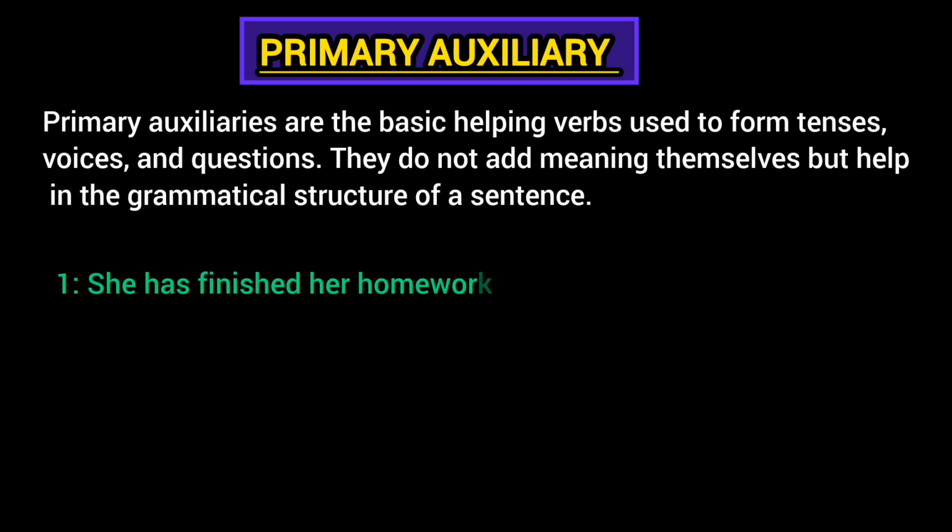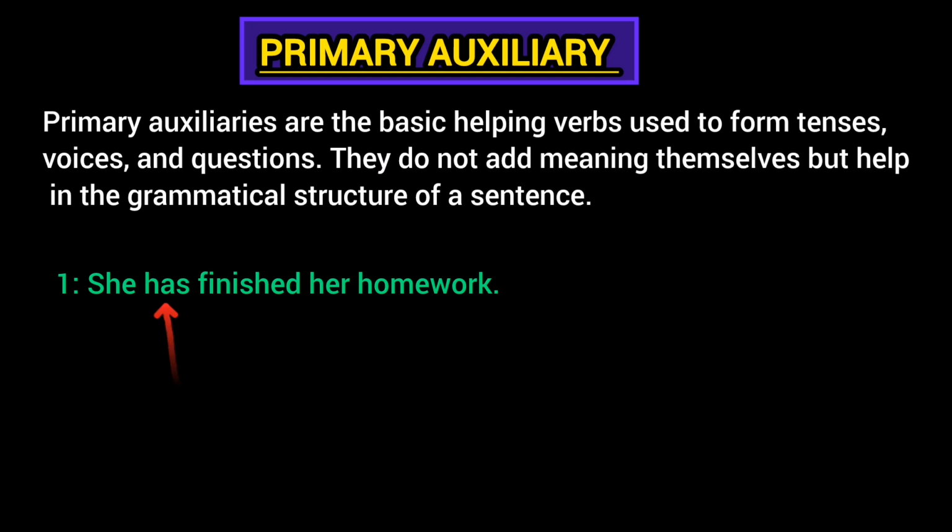She has finished her homework. Look at this sentence. Here the word has is a primary auxiliary. Basically, as we said in the definition, a primary auxiliary functions to form a tense, voice or make questions. So you can see this auxiliary has made a present perfect tense. And it helps the main verb, that is, finished. You can see all the characteristics that I have mentioned in the definition exist in the auxiliary.